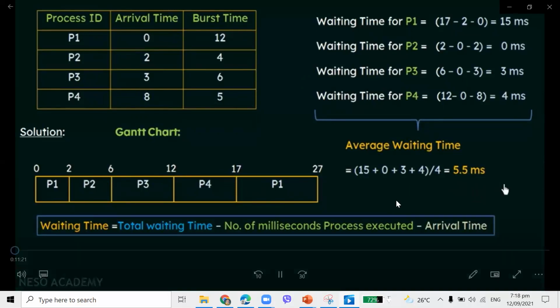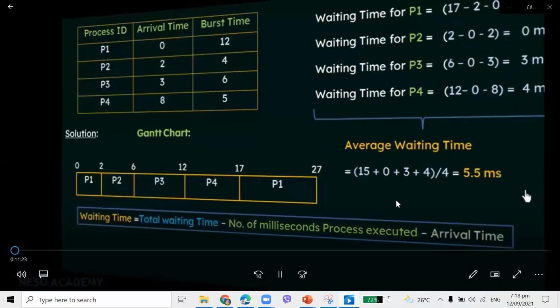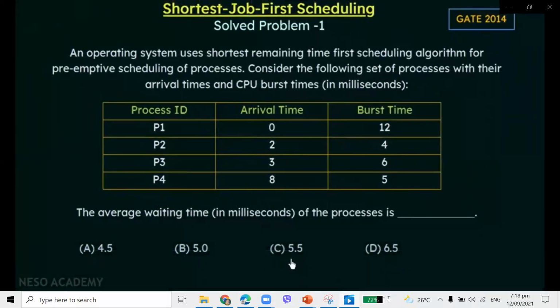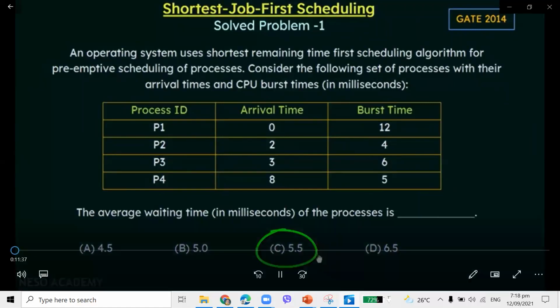So let us see if we have 5.5 milliseconds in our option. So coming back to the question, if we see the options, here we have option C, which is 5.5 milliseconds. So option C is the answer to this question. So I hope this was clear to you how we calculate the waiting times for an operating system that uses the shortest remaining time for scheduling for preemptive scheduling of processes.